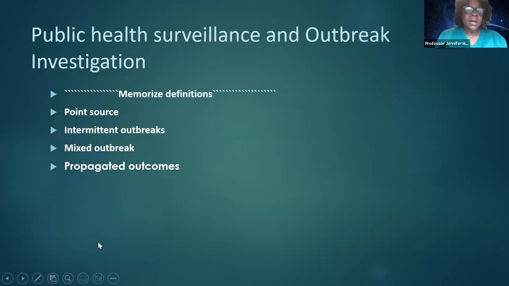And then again, point source outbreak, point source intermittent mixed outbreak and propagated outcomes. You just want to know these definitions. Point source is, there's somebody with a disease, they're the point, and everybody that gets in contact with that individual ends up with the outbreak, ends up with the disease, okay?